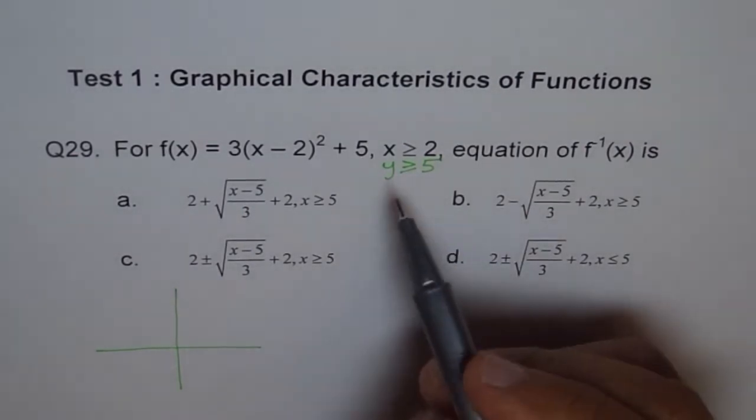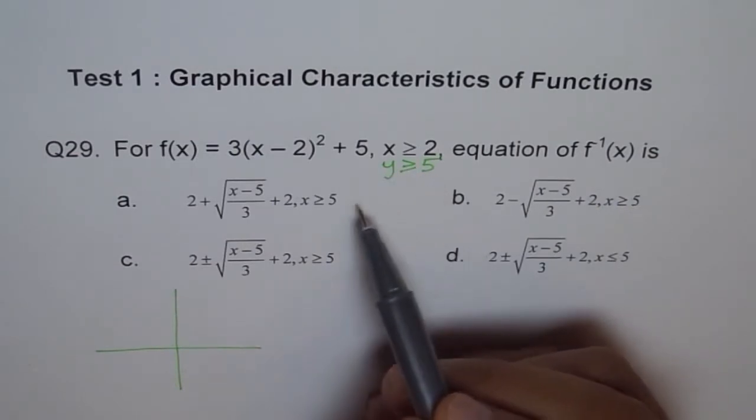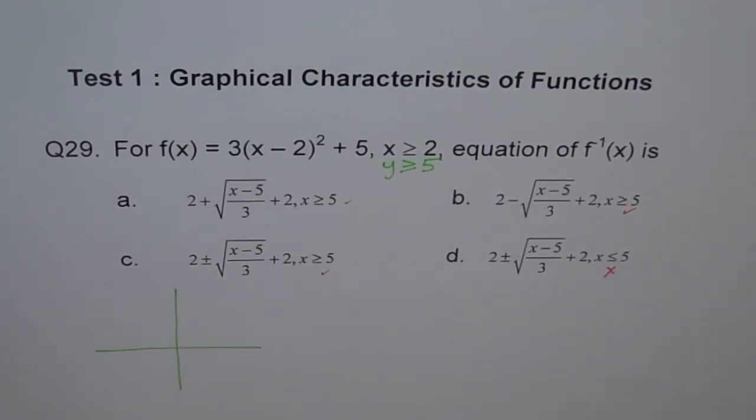Now, when you find the inverse, the domain and range flip. So x should be greater than or equal to 5. As far as that is concerned, these are correct and this is incorrect.